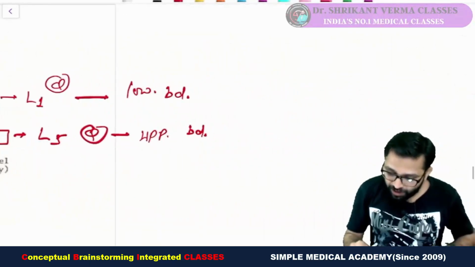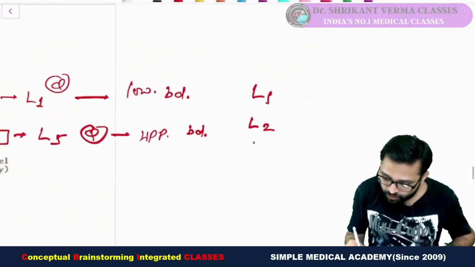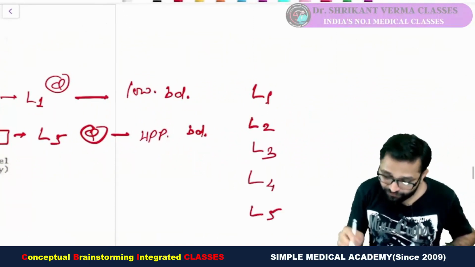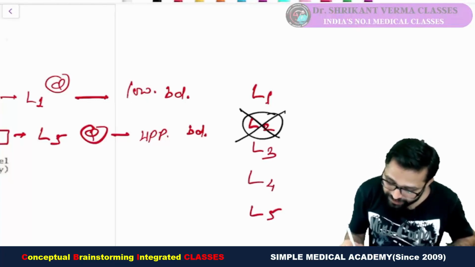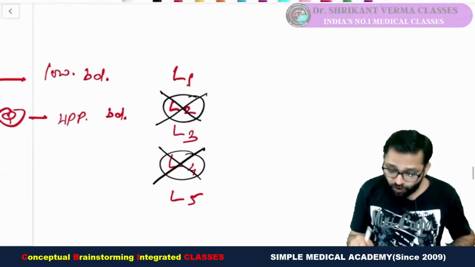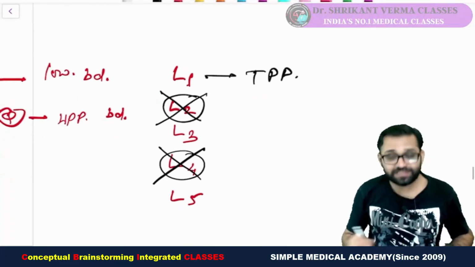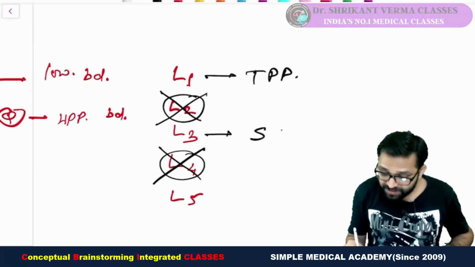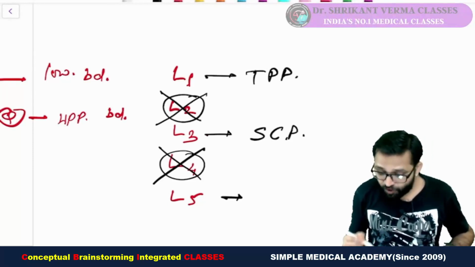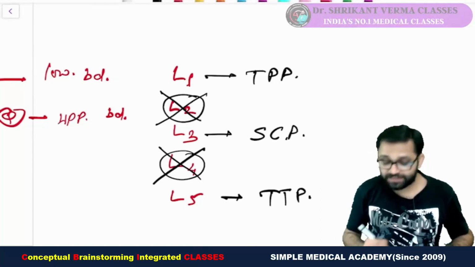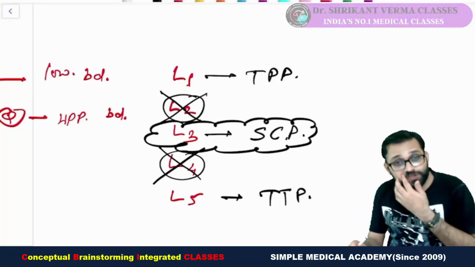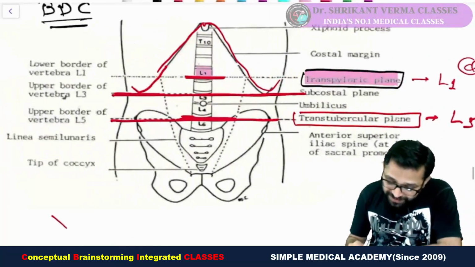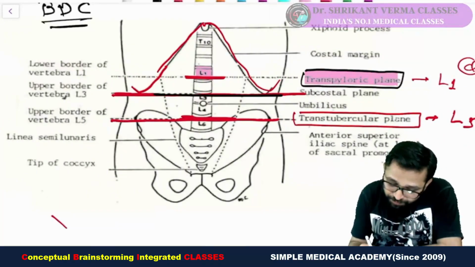So easy. Now you can remember L1, L2, L3, L4, L5. What you have to focus on is that from L2 and L4, no lines are passing. From L1, the transpyloric plane is passing, from L3, the subcostal plane is passing, and from L5, the transtubercular plane is passing. Right now the question had been asked for this subcostal plane. So you can see that this subcostal plane is passing through the upper border of L3.